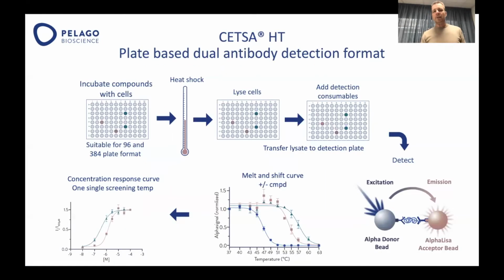So in a bit more detail, how is this carried out? Well, again, you first treat, you now incubate your compounds with the cells in 96 to 384 well plates. You deliver the heat shock.